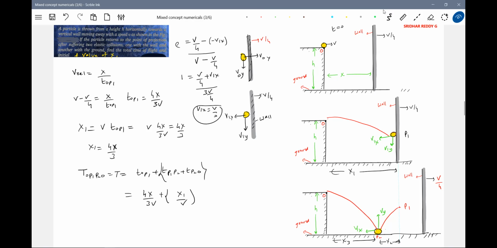Now I think you have better. So what is v1x equal to? v by 2. So this will become further 4x by 3v plus 2x1 by v. What is x1 equal to? 4x by 3, you write it. The next step will be t equal to 4x by 3v. x1 equal to 4x by 3. 12x by 3v or 4x by v.